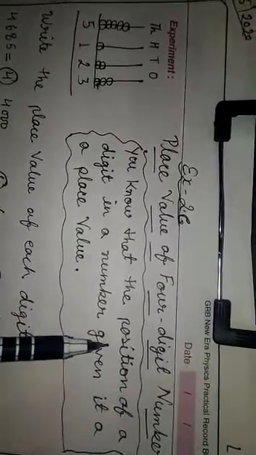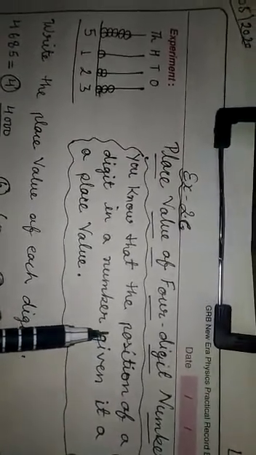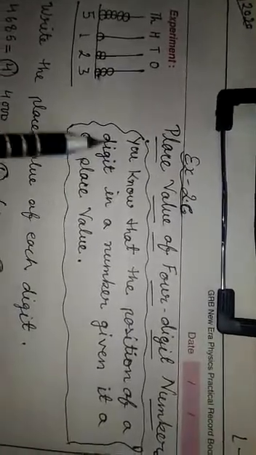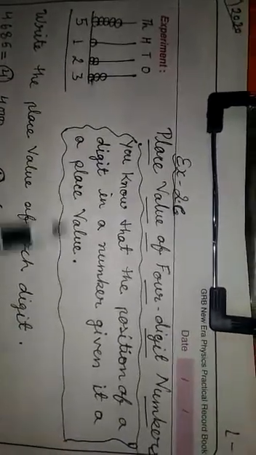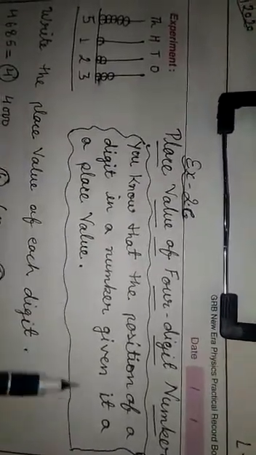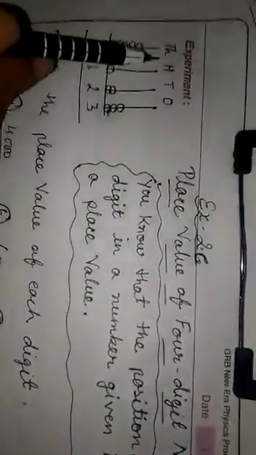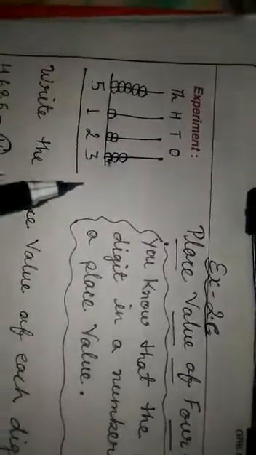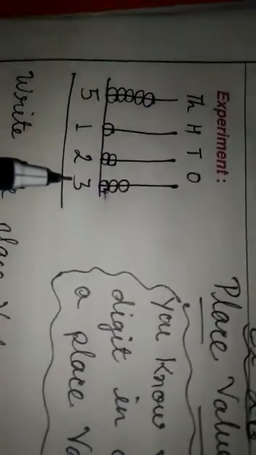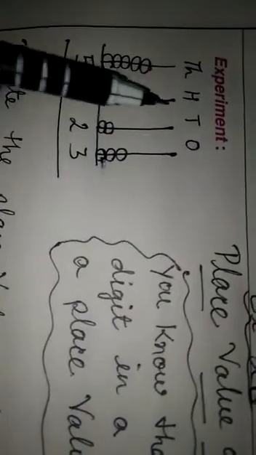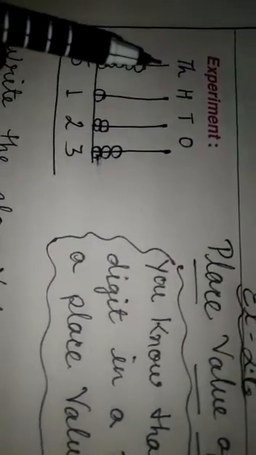I hope you all remember it. In your previous class, I taught you the place value of 3-digit numbers. You know that the position of a digit in a number gives its place value: ones, tens, hundreds, thousands. Here is a 4-digit number and its place values: 3 in ones place, 2 in tens place, 1 in hundreds place and 5 in thousands place.